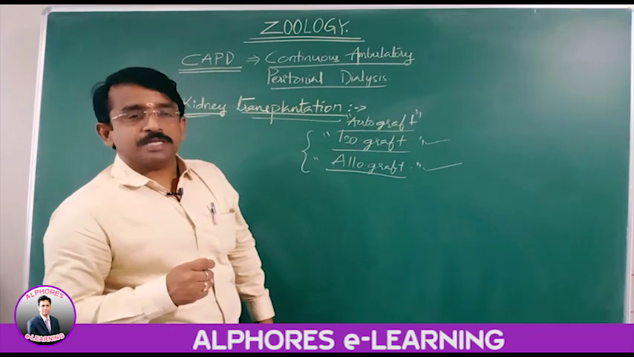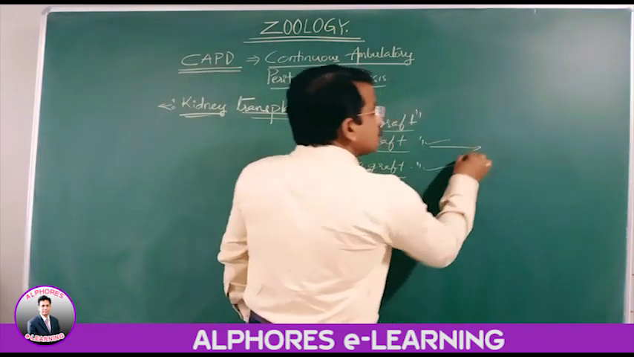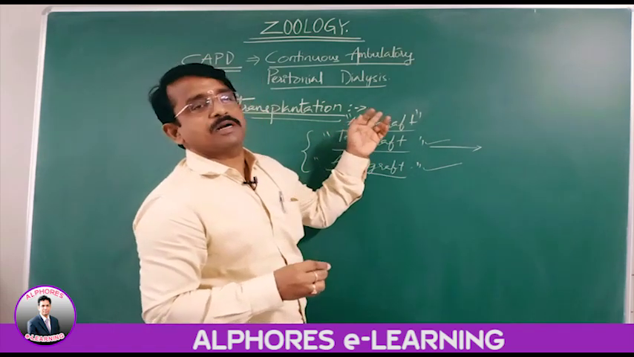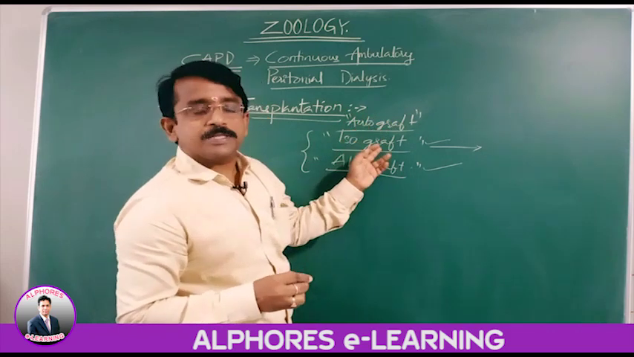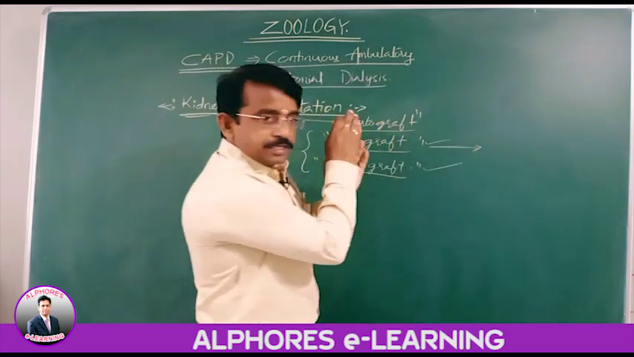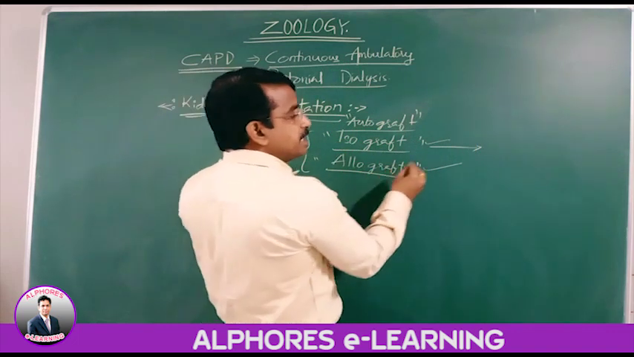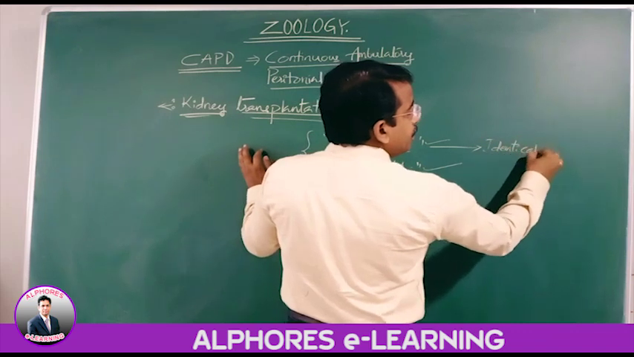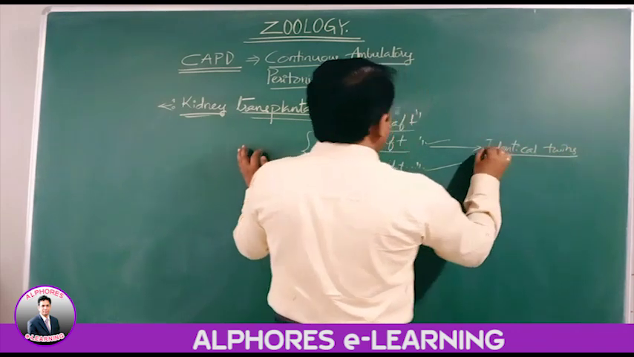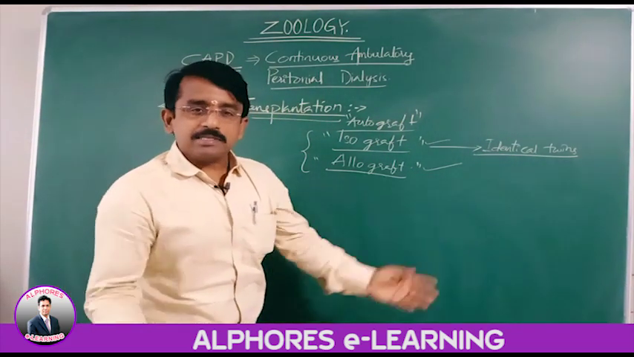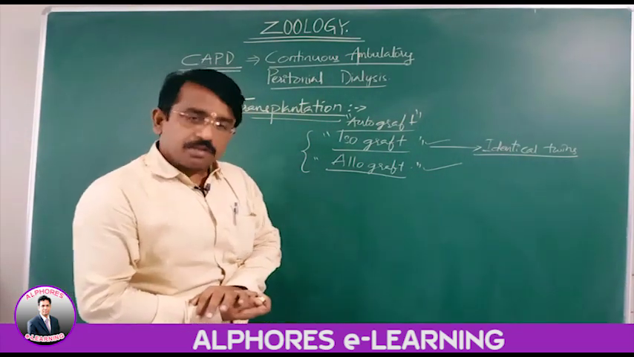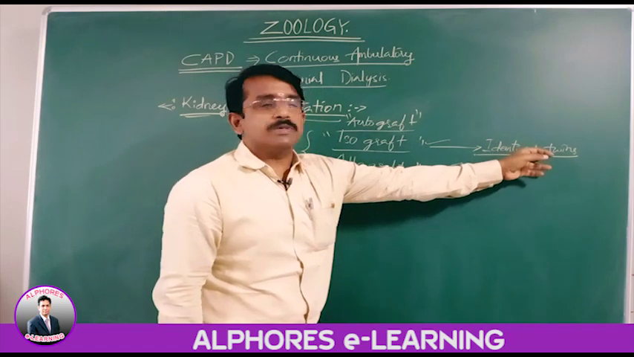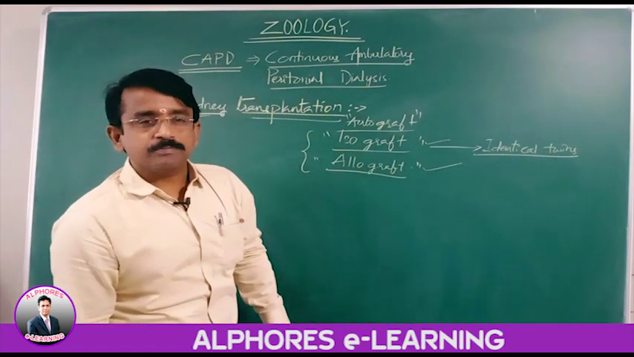Next, isograft, where the immunological responses are similar to that of the autograft. Isograft, in kidney transplantation particularly, is the transplantation done between identical twins. Identical twins is what is named iso. Iso means same. Are identical individuals similar or not? Yes, that's what isograft is, the kidney transplantation done between identical twins.